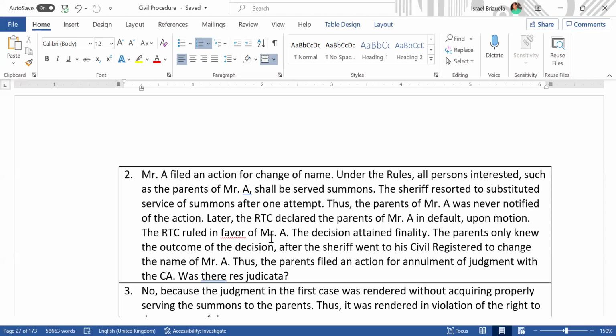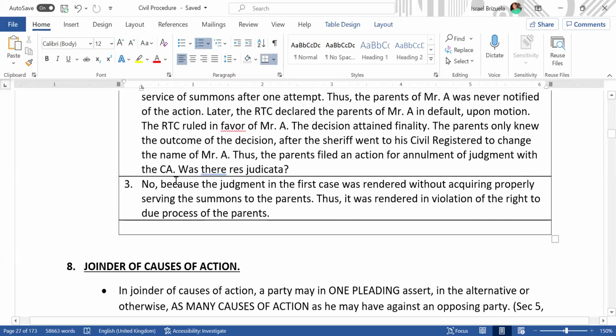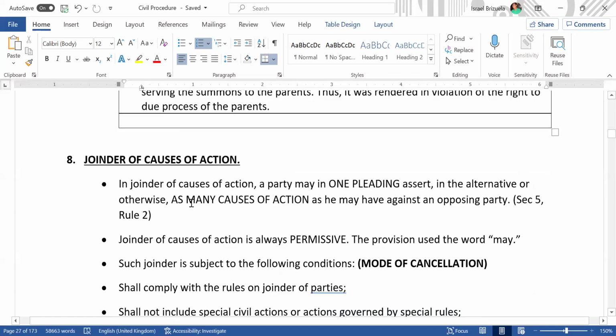Was there res judicata? No, because the judgment in the first case was rendered without properly serving the summons to the parents. Thus, it was rendered in violation of the right to due process of the parents.